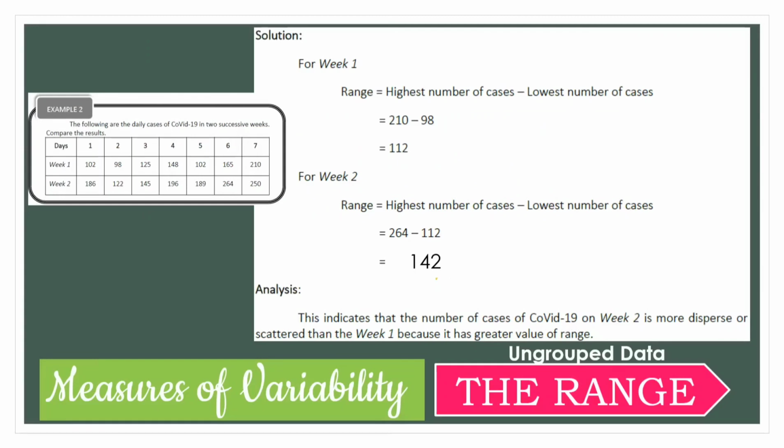For our analysis, since week 2 has a greater range, this indicates that the number of cases of COVID-19 on week 2 is more dispersed or scattered compared to that of week 1, because it has a greater value of range.